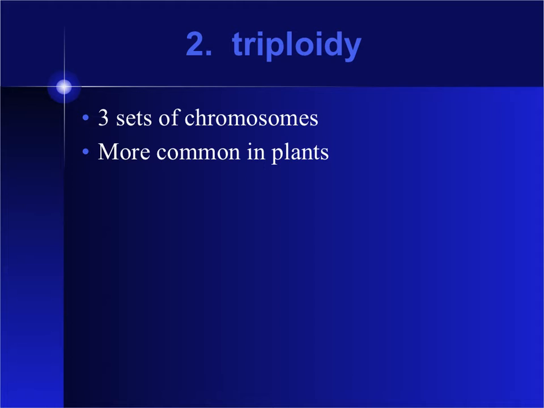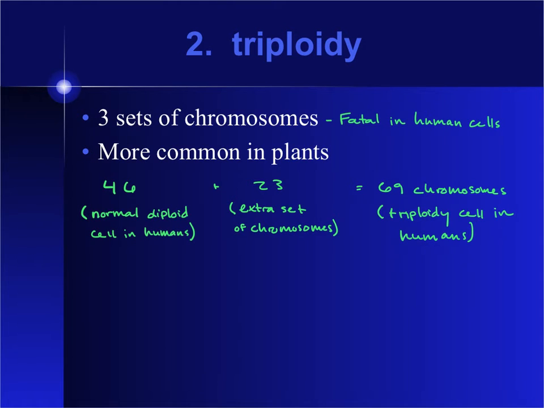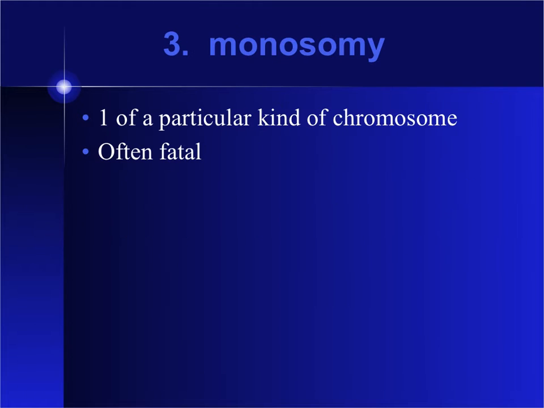Triploidy is when you have 3 sets of chromosomes in a cell that's supposed to be diploid. And so this means that instead of having 46 chromosomes, if a human cell were to be triploidy, you've got 46 chromosomes in a normal cell. 23 would be an extra set, so you'd have 69 chromosomes in a triploidy cell in humans. In human cells, triploidy cells usually cannot survive. It's a fatal condition. However, it is not always fatal in plants, so you will oftentimes find some plant cells that are triploidy and have an extra set of chromosomes.